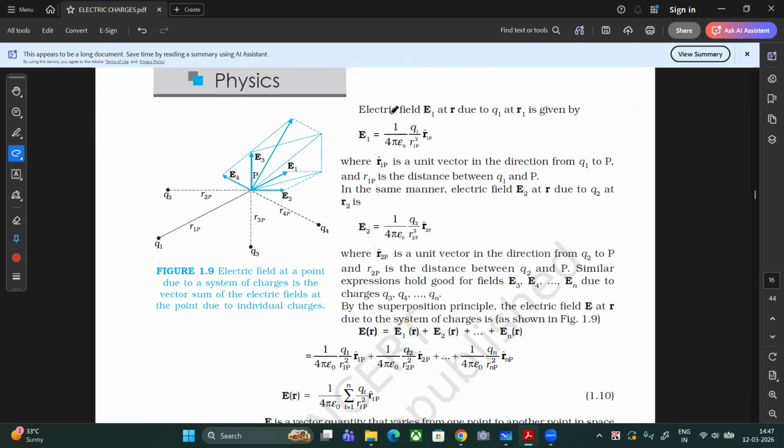What if we have a system of many charges? How do we find the electric field due to a system of charges? We have to find the electric field at the point P. We have many charges, and every charge has an electric field around it. So we take one point near all the charges.